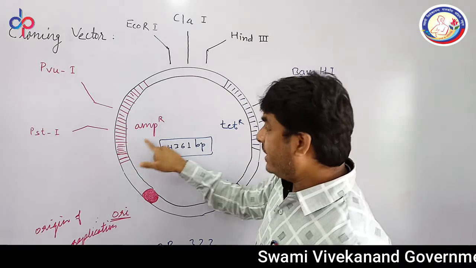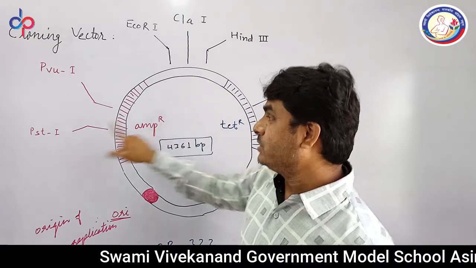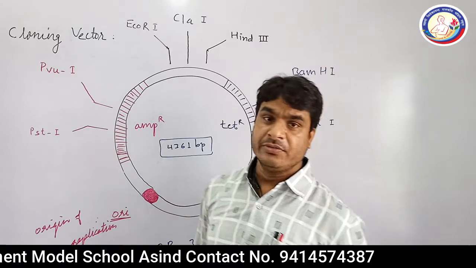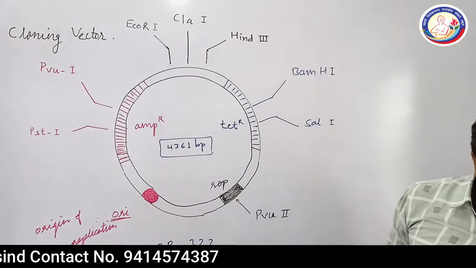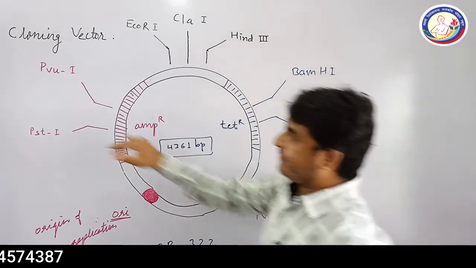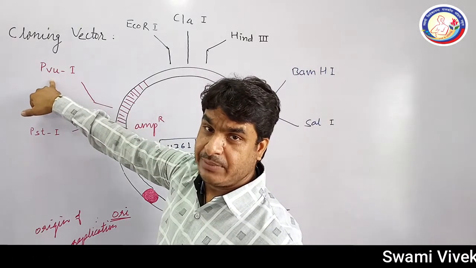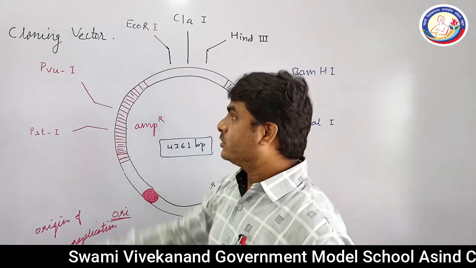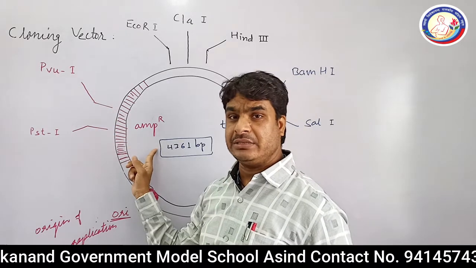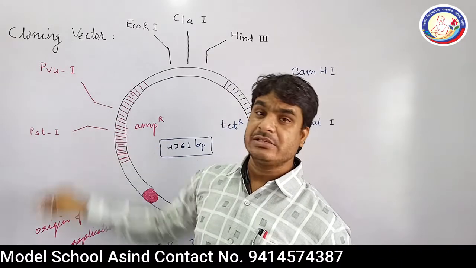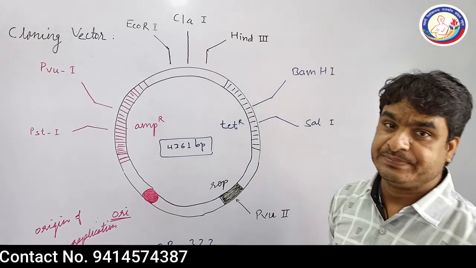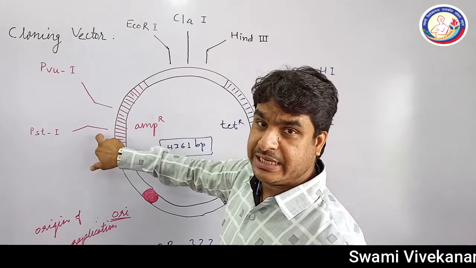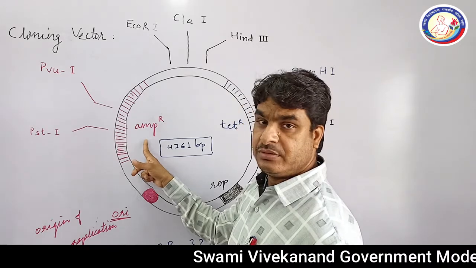If you want to cut the ampicillin resistant gene, then you can use two types of endonuclease enzymes, PvuI and PstI. As far as PvuI is concerned, Pseudomonas vulgaris, this is the endonuclease enzyme derived from a bacteria and the name of the bacteria is Pseudomonas vulgaris. So PvuI is used to cut this AMPR gene or you can use PstI, Providencia stuartii. So these two are the specified endonuclease enzymes to cut the AMPR gene.